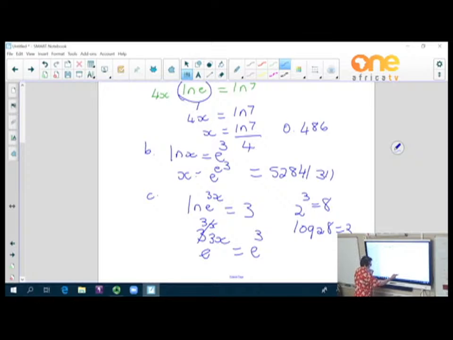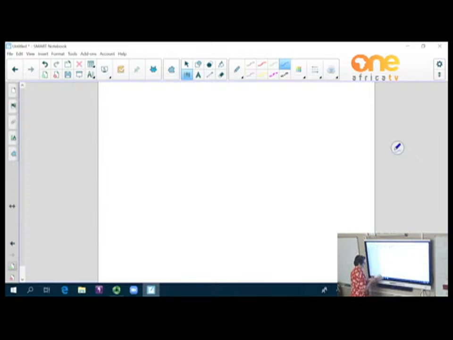So then now my bases are the same, so I can say 3x is 3, which makes x equal to 1. Remember again here, ln and e are opposite operations. So ln e gives us a 1.